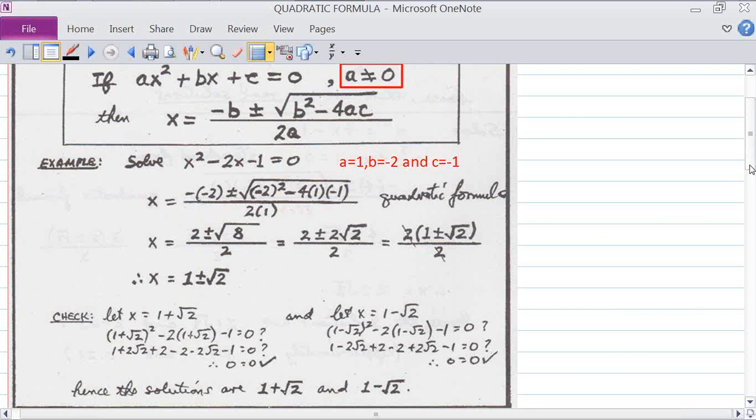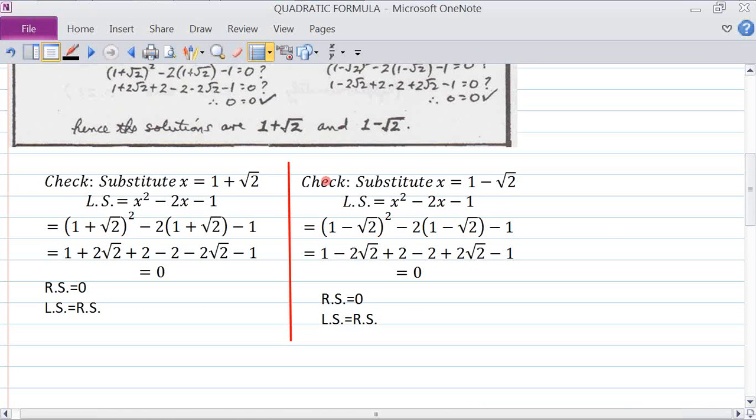And that's the left side. You'll notice the right side is 0. I'm going to check it by putting that into the equation. So I'm going to substitute this answer into this equation. So you get 1 plus root 2 squared, because I'm substituting the x, 1 plus root 2, minus 2x is minus 2, 1 plus root 2 for the x, and minus 1.